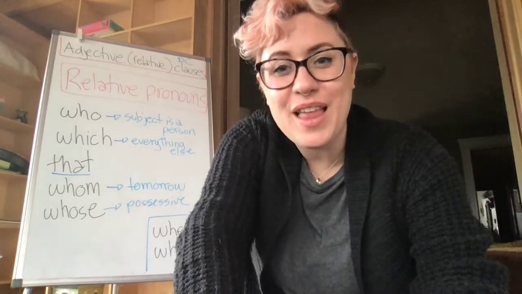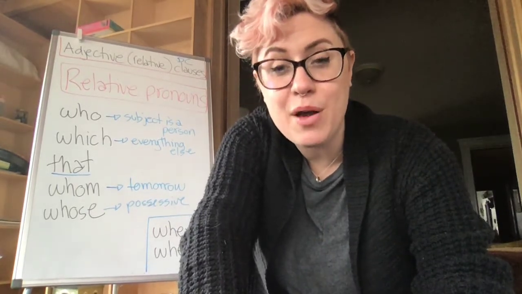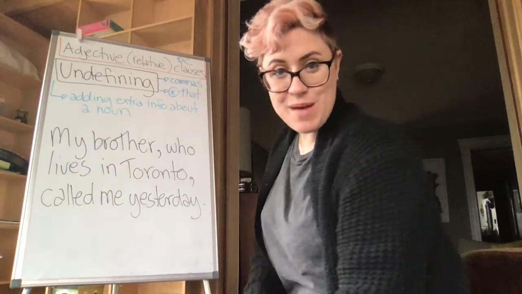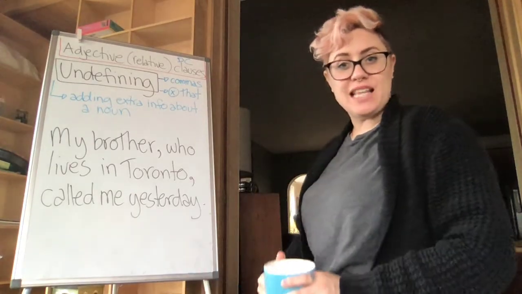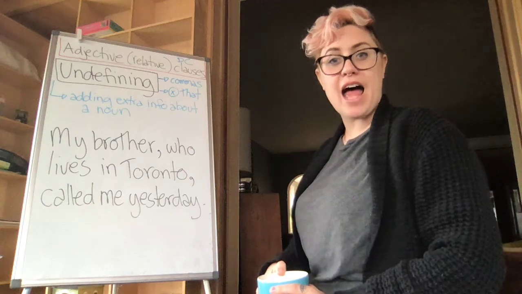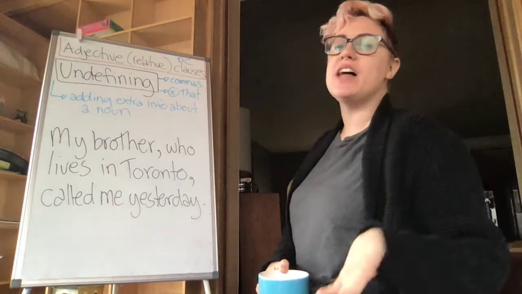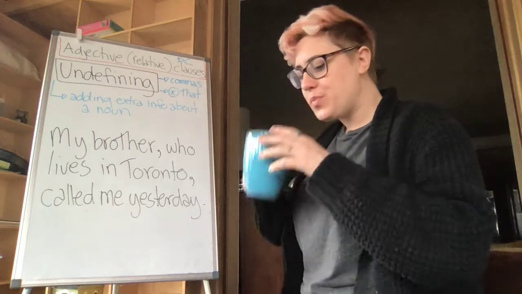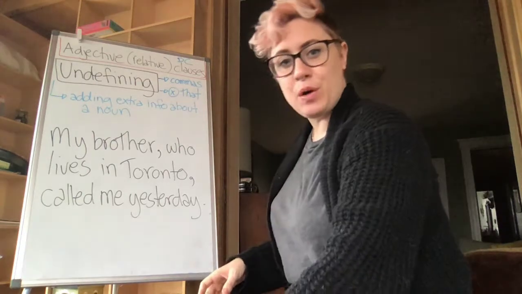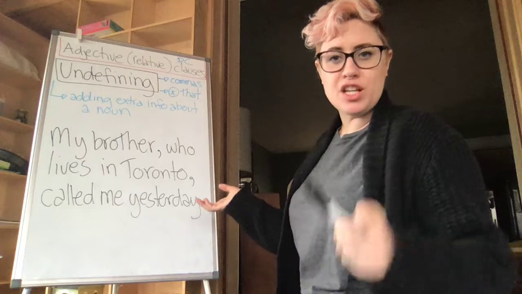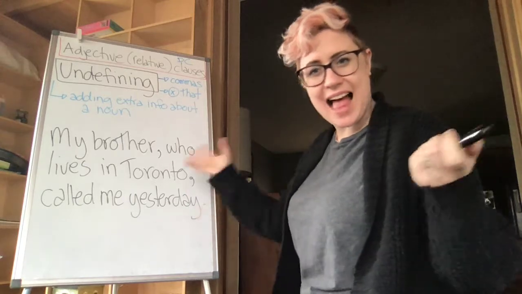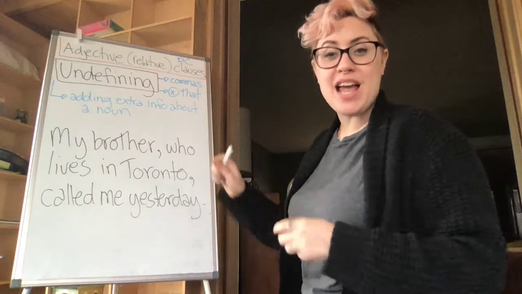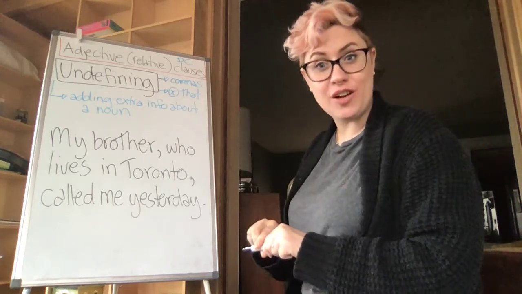Okay, so let me just clear my board and we'll talk about undefining relative pronouns. Hi, we're back. Okay, so let's look at the second type of adjective clause, which is called an undefining adjective clause. So let's look at this example. Now, you're going to read this example, and you're going to be like, teacher, this is the exact same sentence. But this is talking about how context is very important.